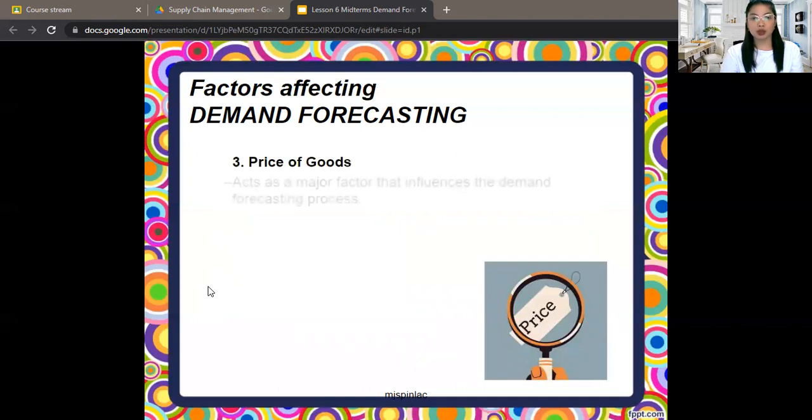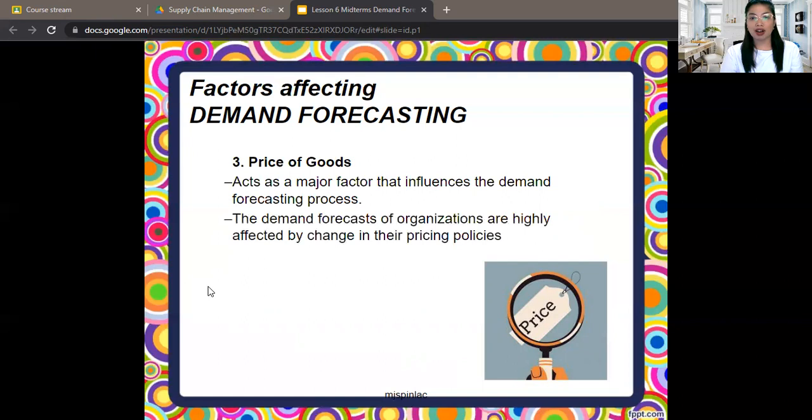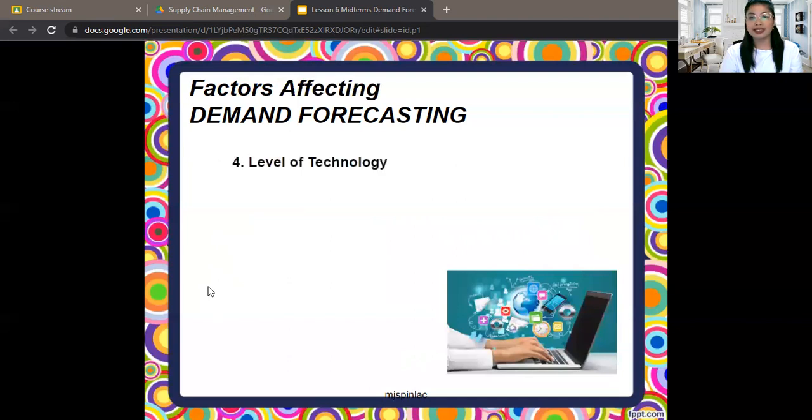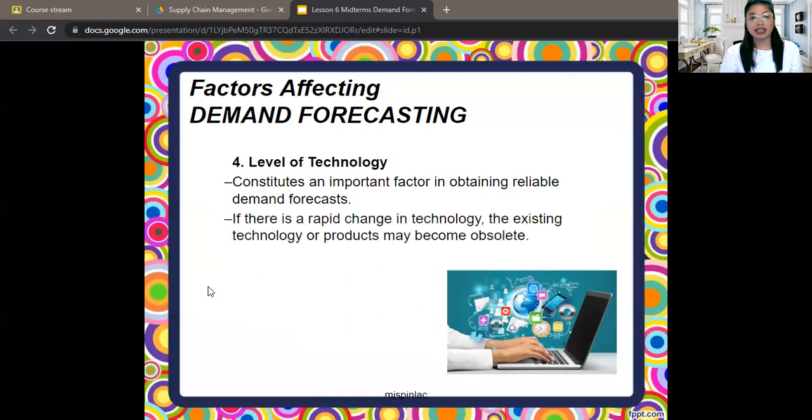Next is the price of goods. This acts as a major factor that influences the demand forecasting process. The demand forecasts of organizations are highly affected by change in their pricing policies. Next is level of technology. This constitutes an important factor in obtaining reliable demand forecasts. If there is a rapid change in technology, the existing technology or product may become obsolete.